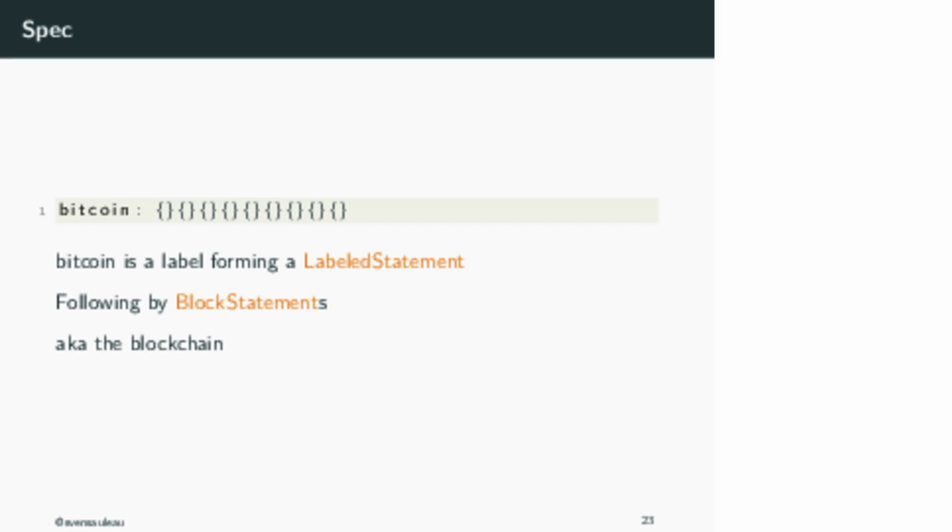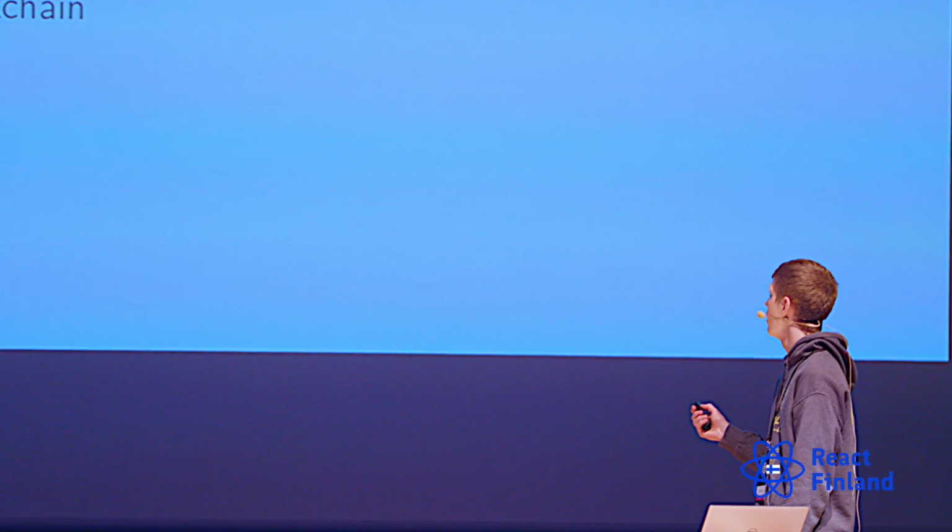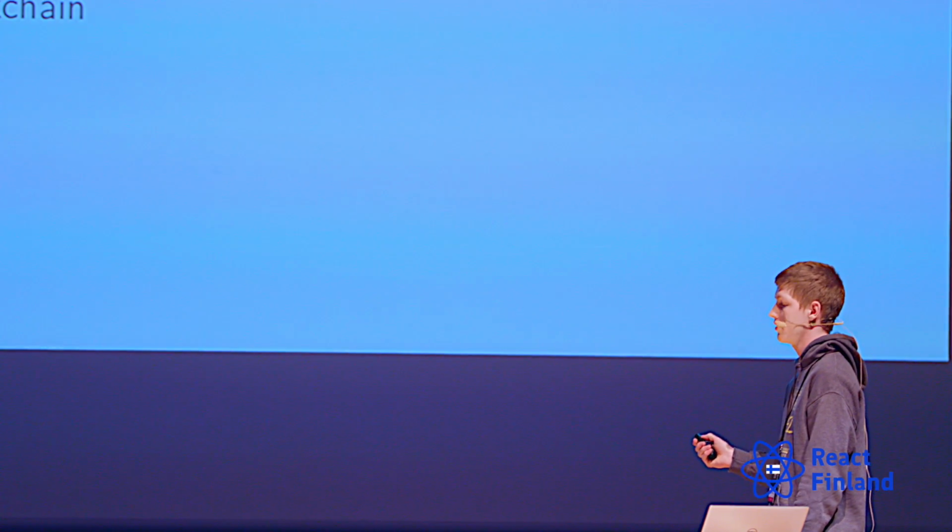So technically, the bitcoin here and the first curly braces are forming what we call a labeled statement. Usually, we don't use it. And then the rest is just blocks. You can just chain blocks. And so you have your blockchain, right?